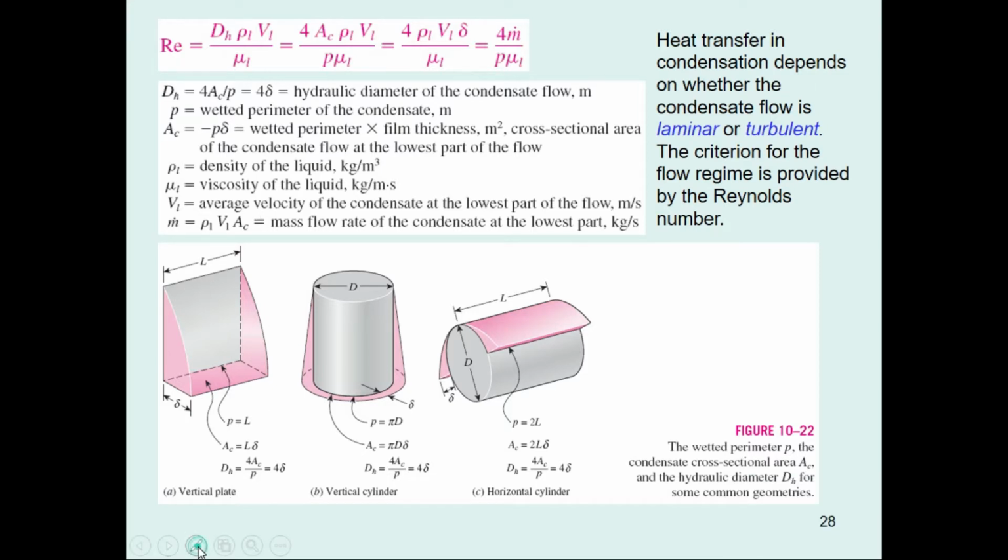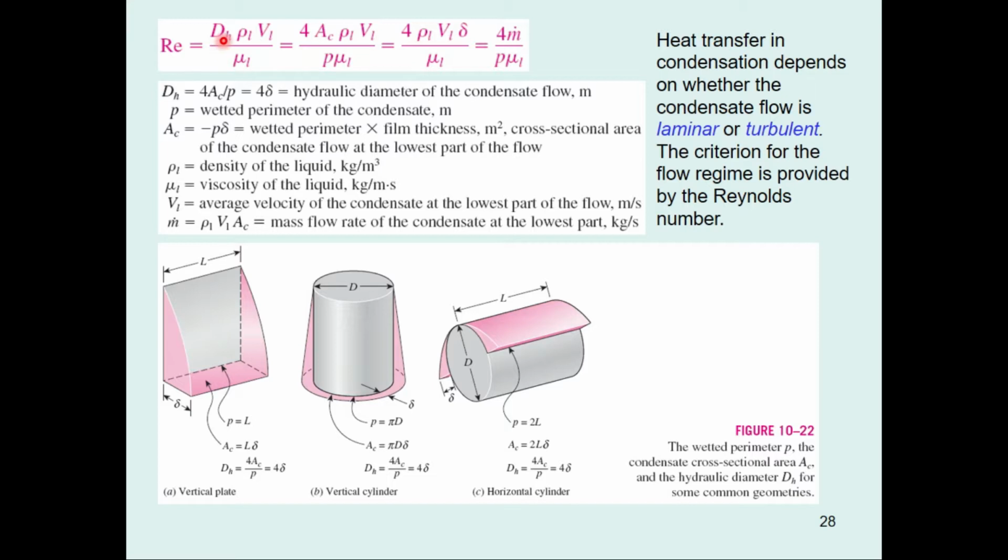Let me just bring my pointer over here. This is the basic formula of the Reynolds number, right? Rho V D over mu. Rho is the density of the liquid and V is the average velocity of the condensate at the lowest part of the flow, in meters per second, and mu is the viscosity of the liquid, in kilogram per meter per second. And this is known as the hydraulic diameter or the characteristic length over which the condensate is flowing after converting from vapors into liquid.